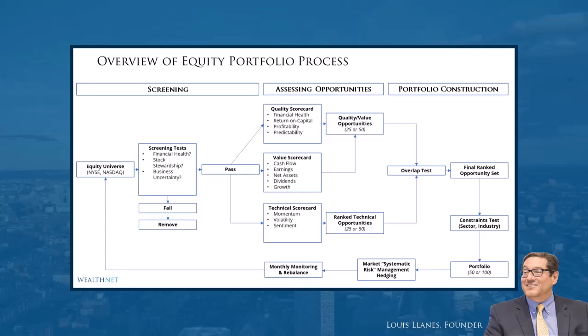So once we've done with that, then we get the portfolio, okay? In the portfolio, it could be 100 stocks, 50 stocks. And that is our portfolio. And then we go through a process of hedging.